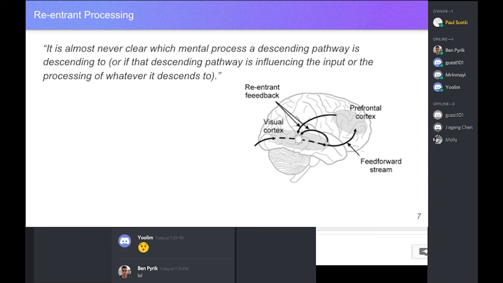If you have fMRI studies that show back processing, but Firestone and Scholl say that this is a bit too ambiguous. It's clear that reentrant processing is a thing. It's unclear whether one is influencing the input or influencing the actual process of transforming the visual input. And since it's unclear, you really can't use that as evidence.